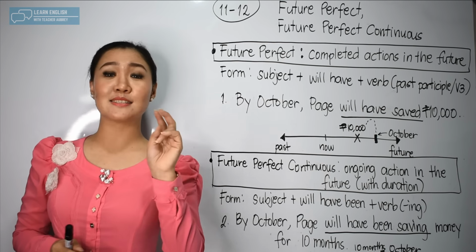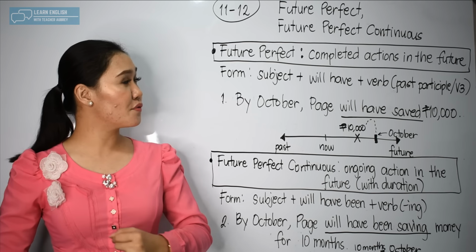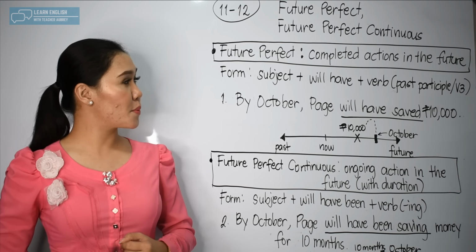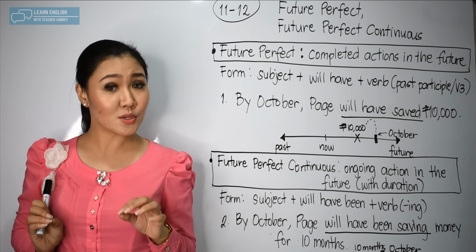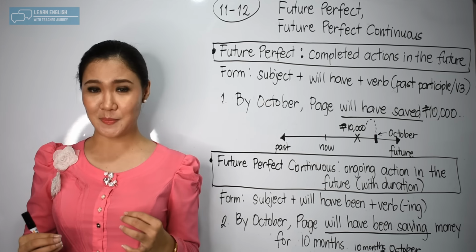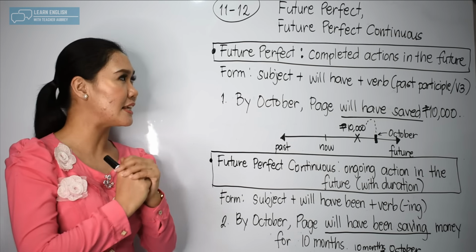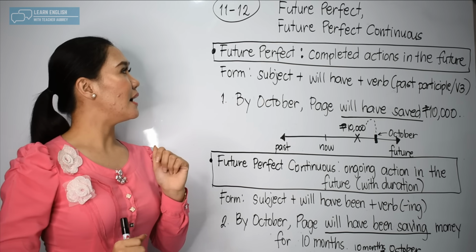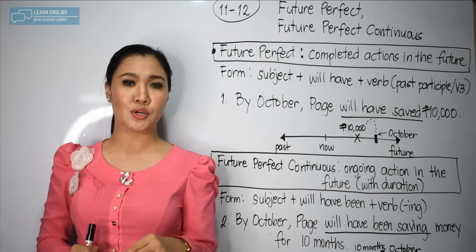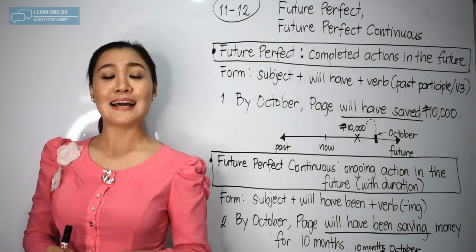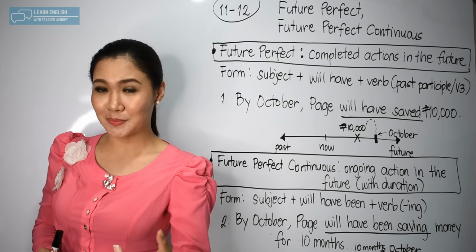Finally, we are on the last two tenses of the verb, which are the future perfect and future perfect continuous, or tinatawag ding future perfect progressive. And in these last two tenses, tatalakayin ko sila ng sabay para mapagkumpara natin. Because they have similarities as well as differences na mas mauunawaan natin kung sabay natin tatalakayin. Una, ang future perfect ay ginagamit natin for the completed actions in the future o mga kilos na natapos o nakumpleto sa hinaharap or in the future.